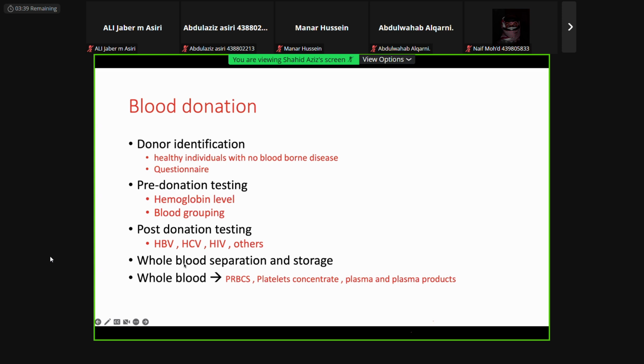And then you have to separate the whole blood, and you may have to store it in a blood bank. The whole blood contains packed red blood cells, platelet concentrate, plasma, and plasma products. You can separate out one or more of these components, and you may give component transfusion of these blood cells as and when required.